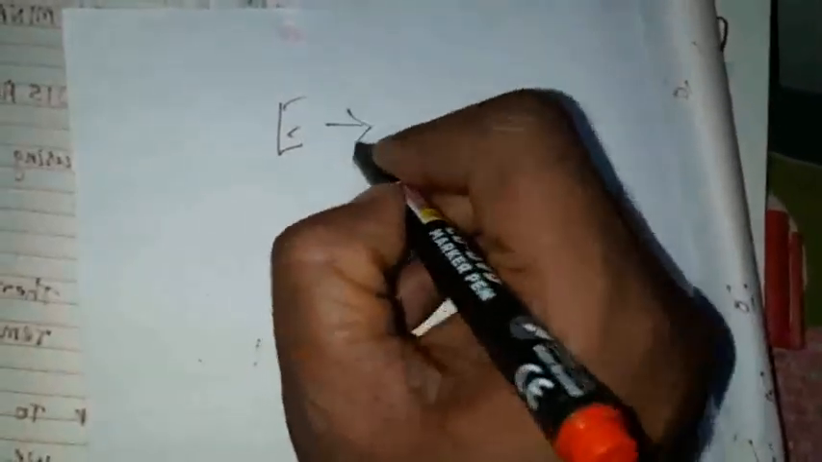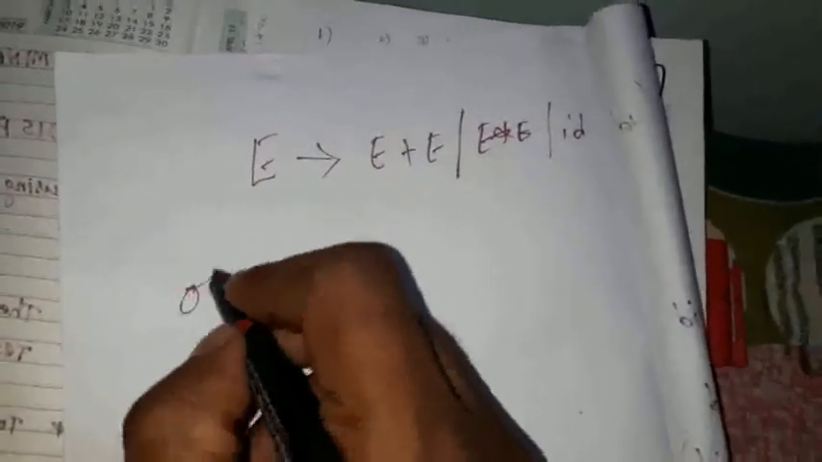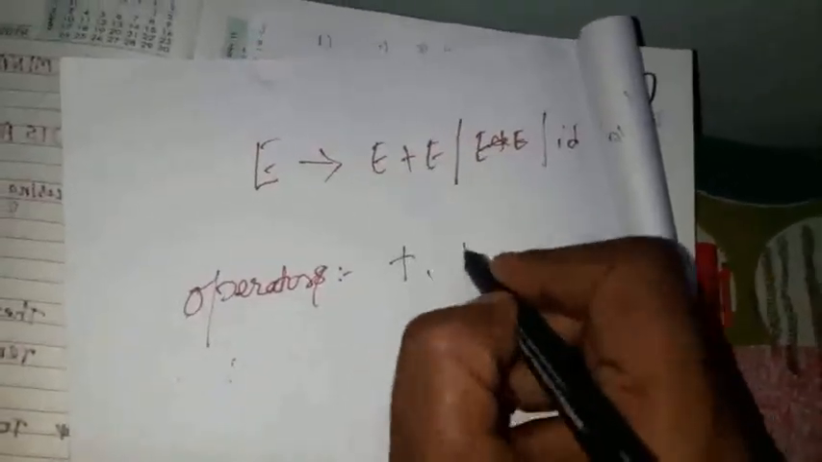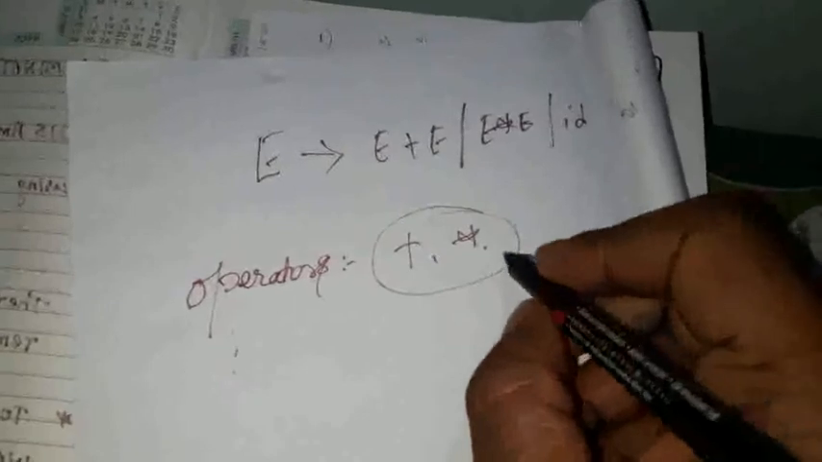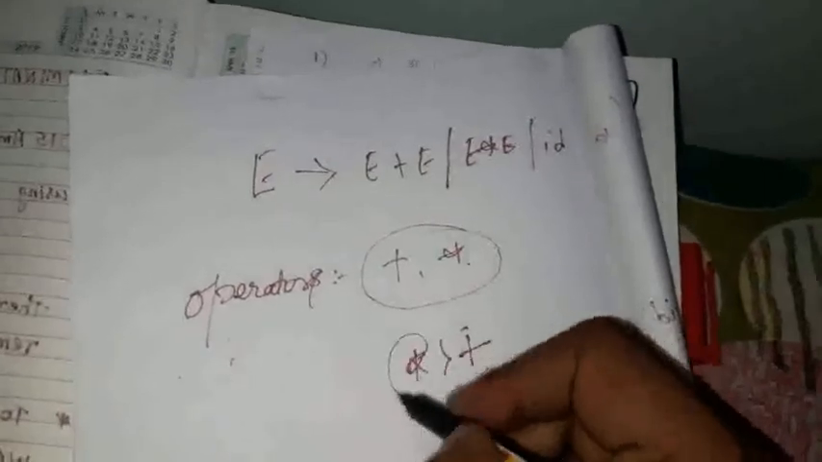So to overcome this, we have taken a grammar E tends to E plus E or E star E or id, in which I have a set of operators, and the operators are plus and star. And we know something called precedence. So what do you mean by that? Star has more precedence than plus, or star has more priority compared to plus. That is one thing we should know.